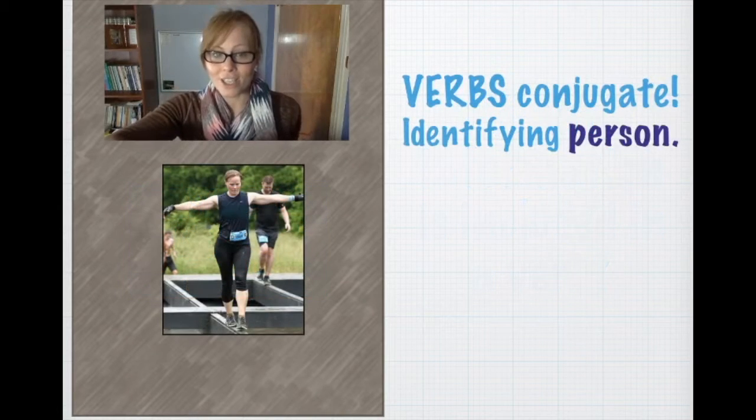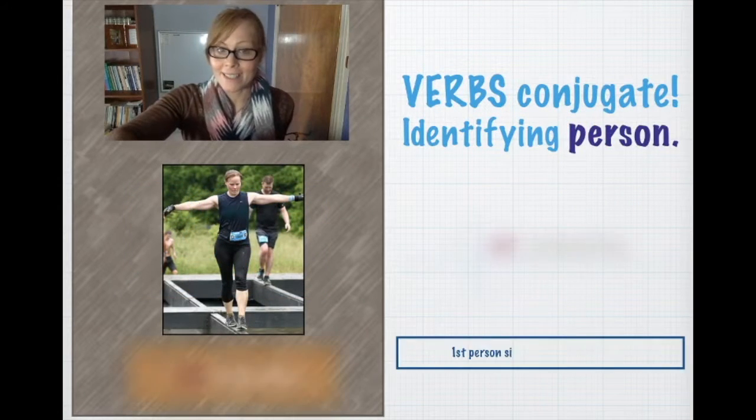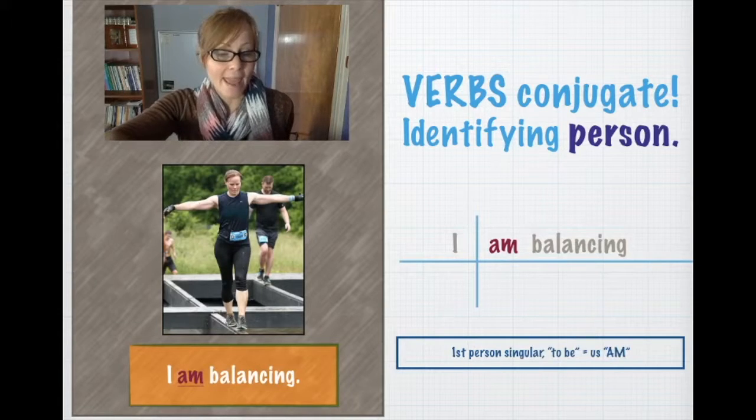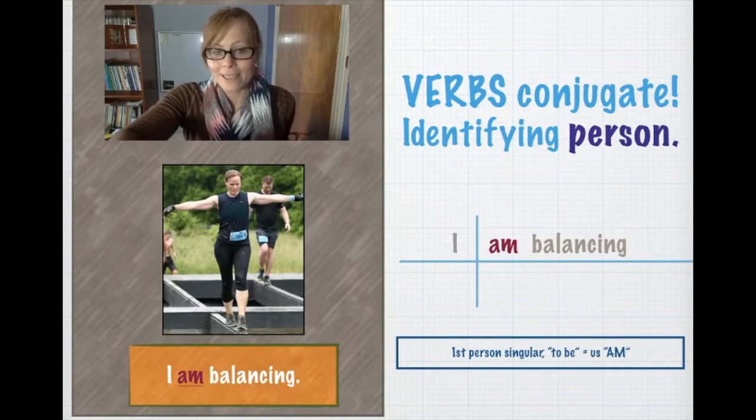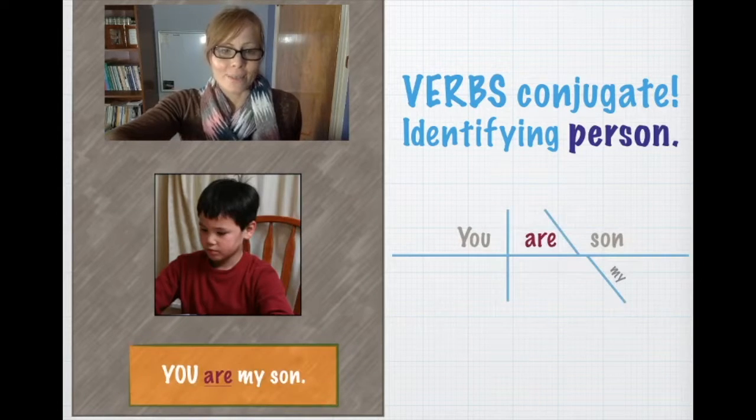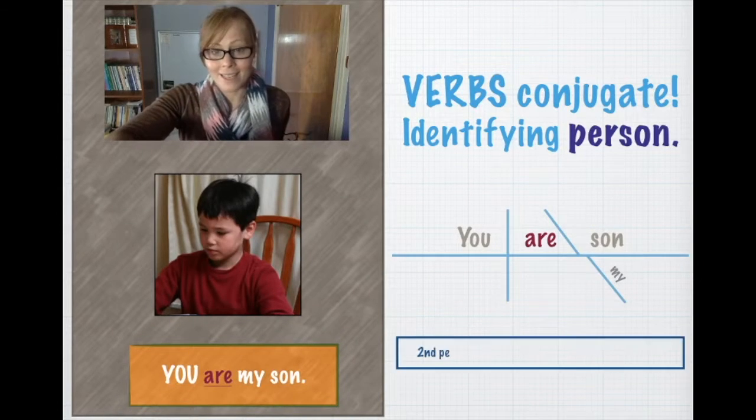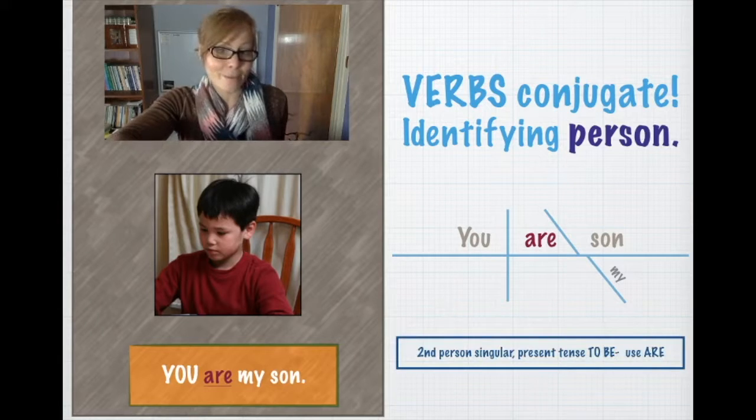Now, verbs conjugate to identify person. For example, when I use the form am, it identifies that the subject is a first person and singular. When I use the verb are, it identifies that the subject is second person and singular.